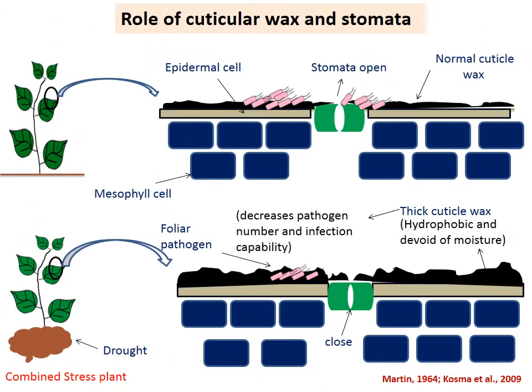Role of cuticular wax and stomata. Drought induces stomatal closure and increases the cuticular wax layer, which further reduces the pathogen infection and prevents the entry of foliar pathogens. Here in the diagram, you can see that normal plants are more susceptible to pathogens as compared to plants under drought stress. Under drought stress, cuticular wax formation increases, and this is hydrophobic in nature and devoid of moisture, which inhibits the multiplication of pathogens, reduces the pathogen number, and makes the plant tolerant to pathogens.